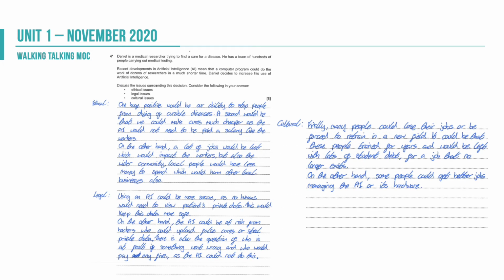I've made it really clear by putting ethical, legal and cultural in the margins. You're not going to lose any marks for that. If there's SPaG marks available on the question, you won't lose them for putting those little pointers in the paragraph. I've also made my paragraphs really clear. I've said one huge positive, blah, blah, blah. And then a couple of lines down, on the other hand. And I've started all of my negative paragraphs with the phrase, on the other hand. I'm making it really clear to the examiner that I'm making those key points.